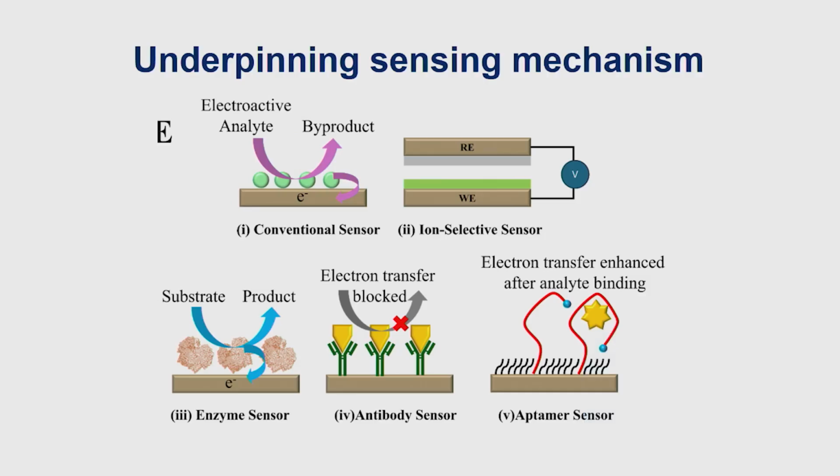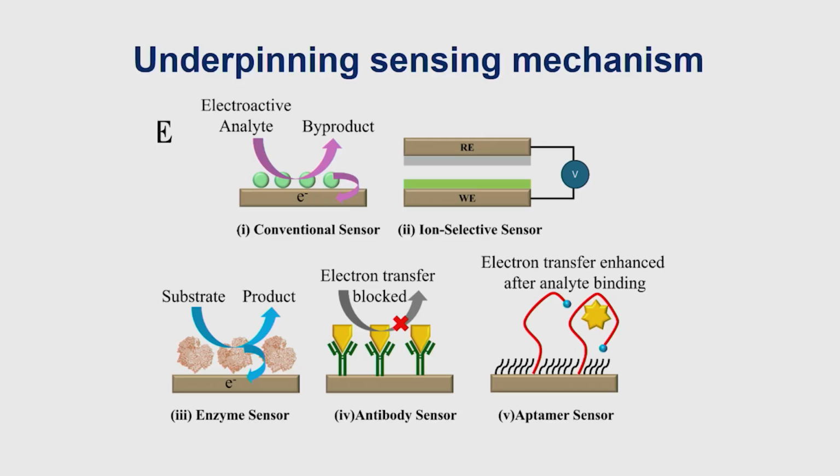Let's have a look at the underpinning sensing mechanisms. You have 1, 2, 3, 4 and 5 different schematics here. If you look on your screen, the first one is the conventional sensor where there's an electroanalyte. It comes in, reacts with your target molecule and gives a byproduct, and that particular reaction is then seen in the form of a signal transduction.